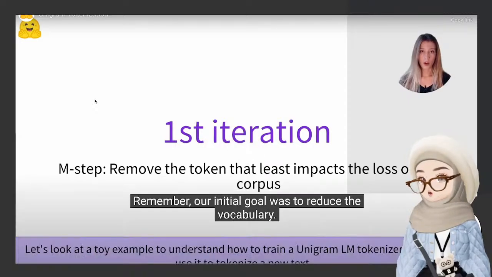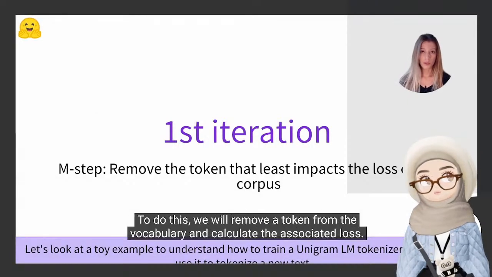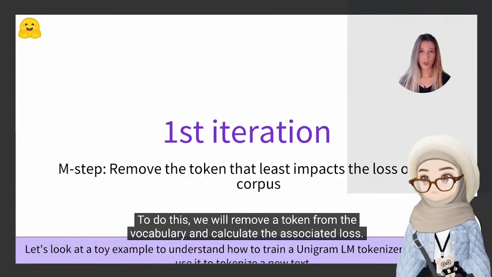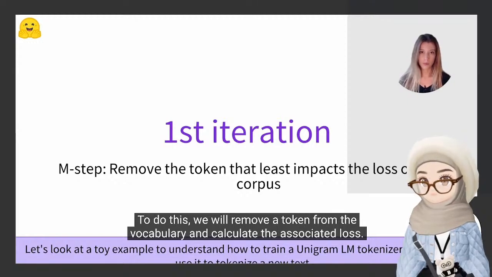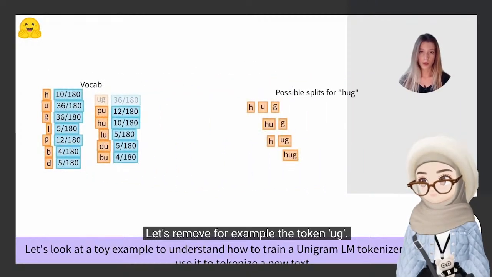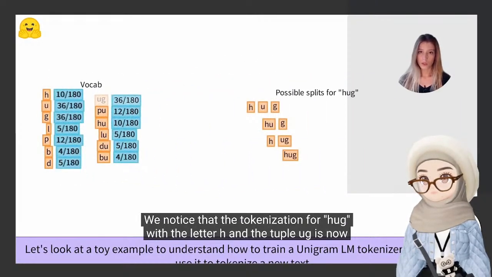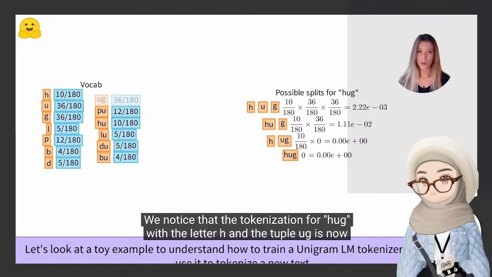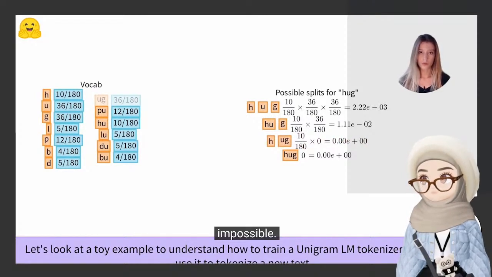Why? Our initial goal was to reduce the vocabulary. To do this, we will remove a token from the vocabulary and calculate the associated loss. Let's remove, for example, the token HUG. We notice that the tokenization for HUG with the letter H and the tuple UG is now impossible.